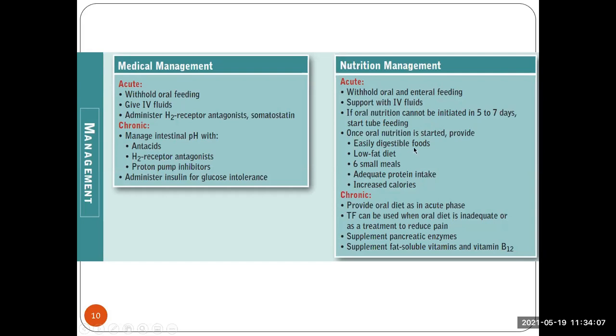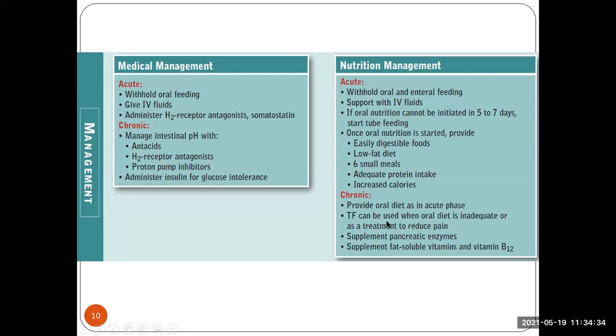Oral nutrition is started, providing easily digestible foods, a low fat diet, 6 small meals rather than 3 regular meals, adequate protein intake, and increased calories. So these are the goals in case of dietary management and nutritional management. In case of chronic pancreatitis, provide an oral diet as in the acute phase.